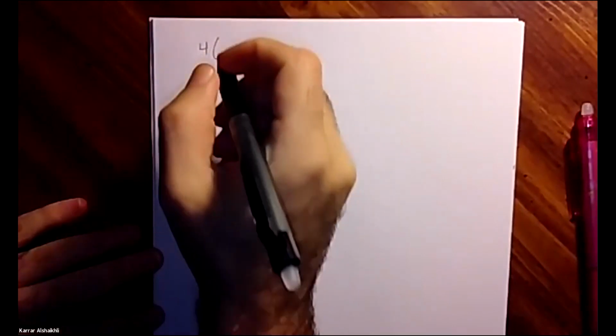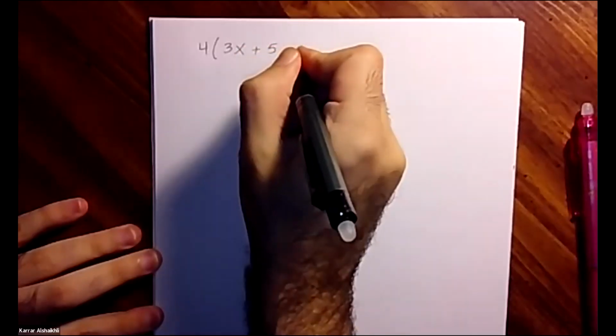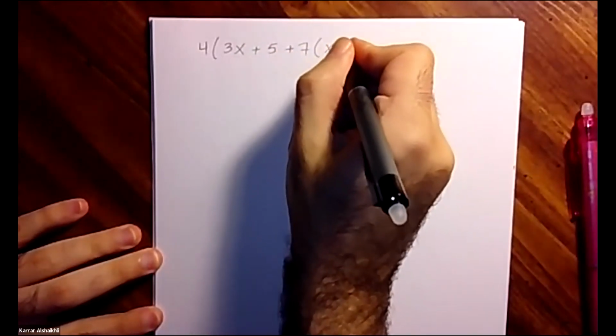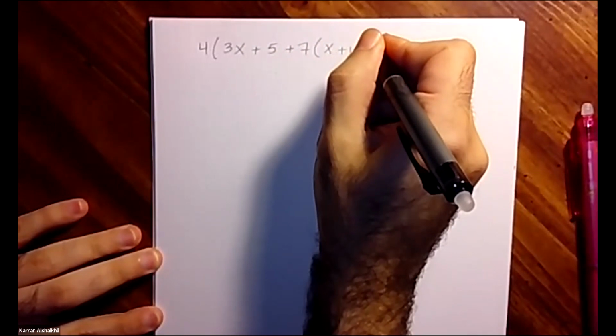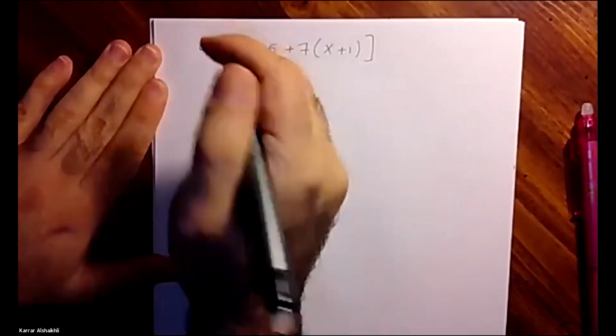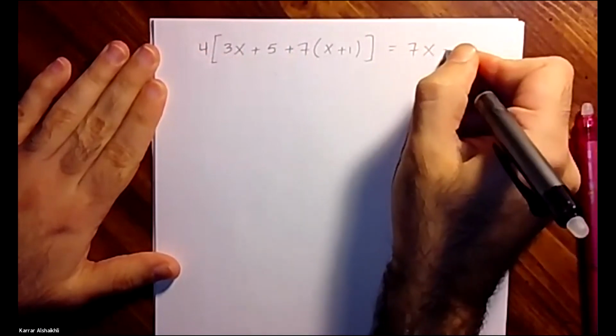So I'm just going to make you ready for the final. So let's do this example. Example 12, which is 4 times the bracket of 3x plus 5 plus 7, parentheses, x plus 1, close the parentheses, and here's a bracket, equal 7x plus 5.